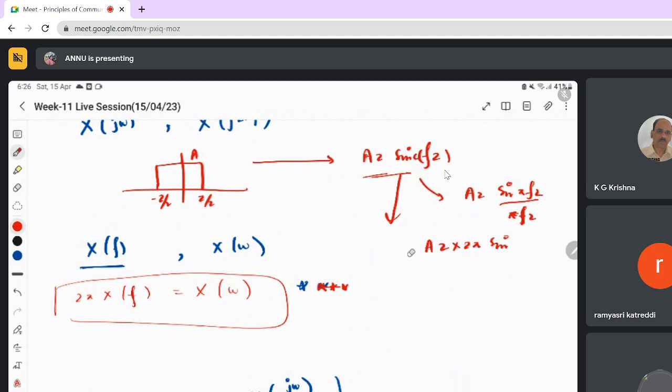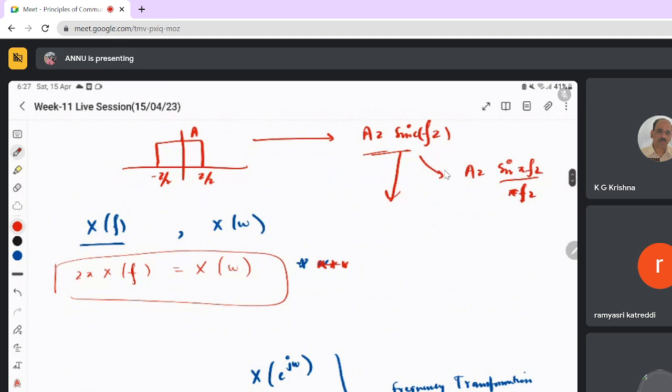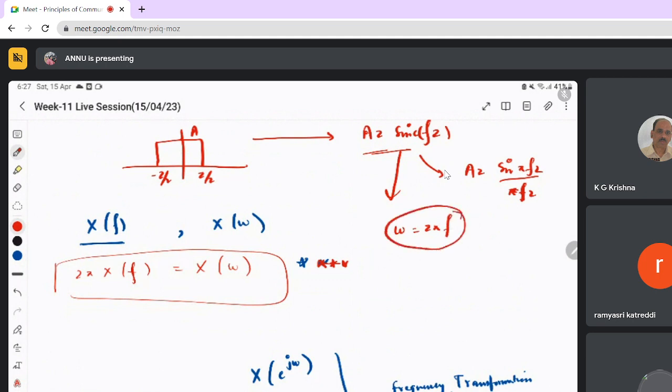Ma'am, I think we will divide by 1 by 2 pi when we go from f to omega. Here it will be A tau divided by 2 pi sinc function, because omega is simply 2 pi f, right? When we are doing it in the omega domain, it will be 1 by 2 pi times d omega, right? No, no. f is simply omega by 2 pi.